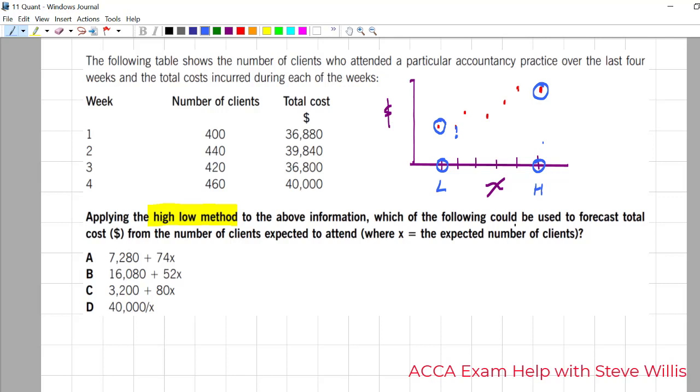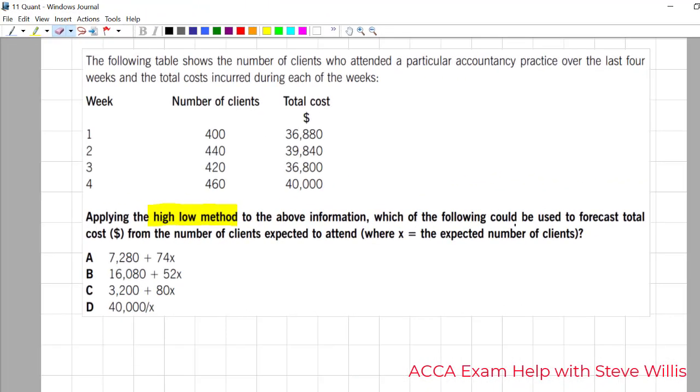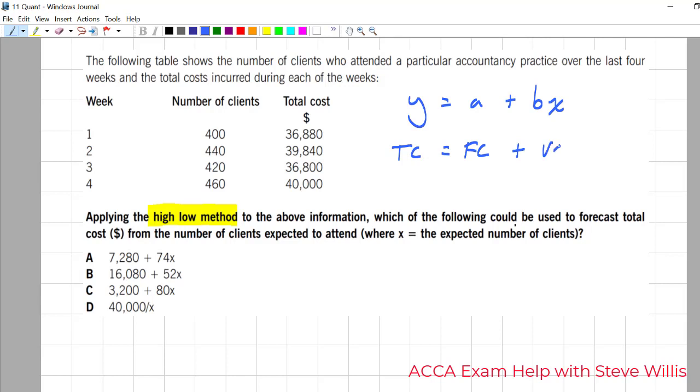We ignore everything else, and we assume perfect correlation and a linear equation like this, and where that line intersects with the vertical line, that would be the fixed cost. The gradient of that line would then be the variable cost. That is the high-low method. And the solution to the high-low method will always be in the form of y equals a plus bx, or total cost equals the fixed cost plus the variable cost multiplied by the activity level.